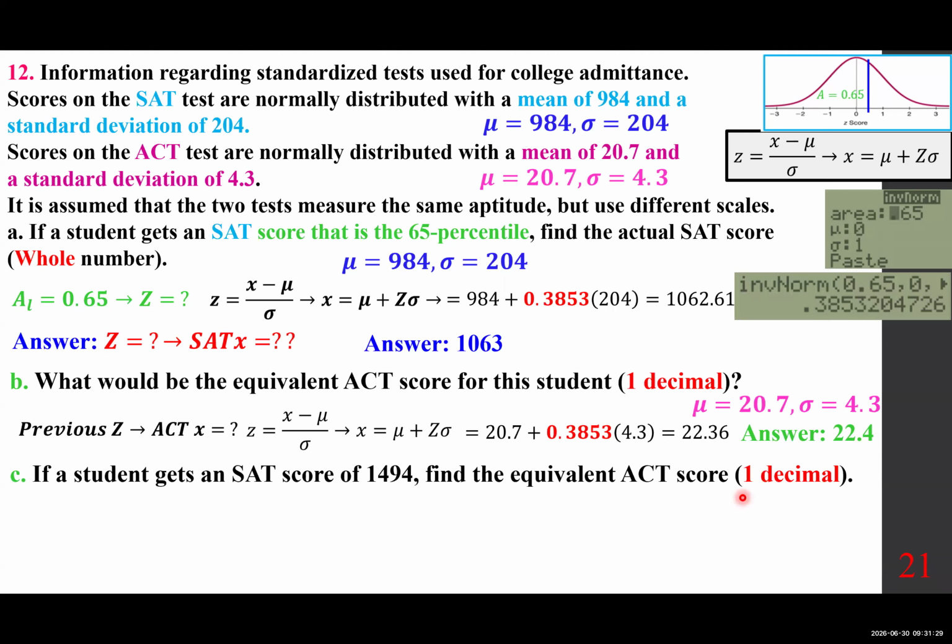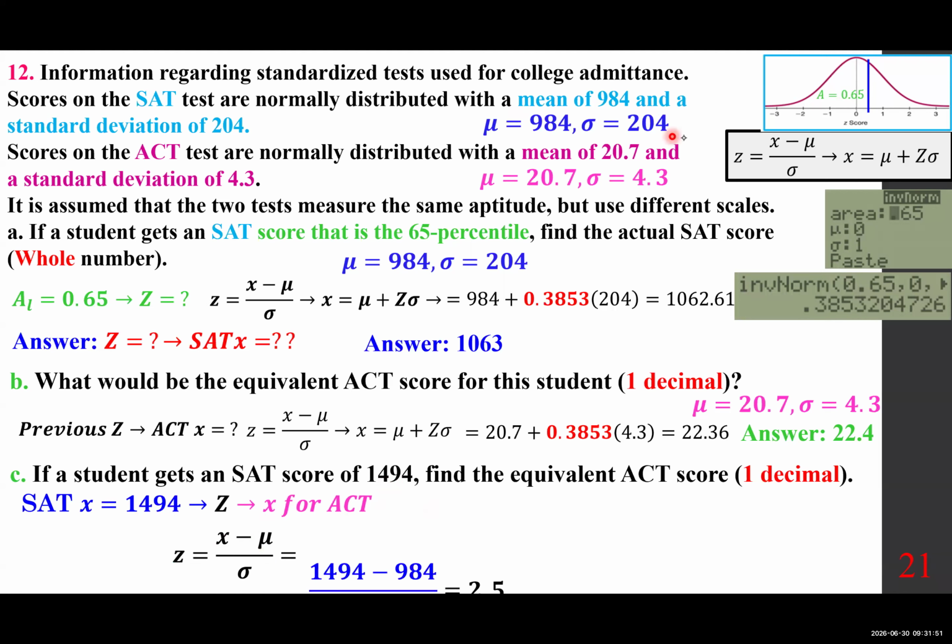So in this case, X is given. It's similar to part A, X is given. So we want to find Z, and from the Z, we go to X of ACT. So Z is X minus mu over sigma, and 1494 minus mu and sigma from this area is 2.5. That's all we need, because the Z score is identical for both.